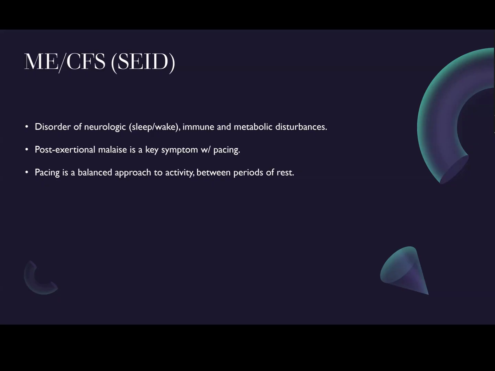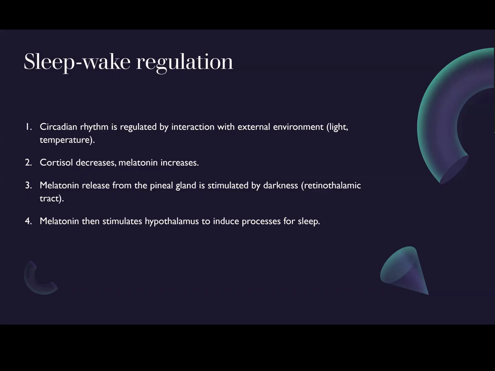All right. So let's talk a little bit more about sleep-wake regulation. I'm just going to mention a little about that right now. The circadian cycle is regulated by interaction with the external environment. The word for that is entrainment. Light goes through the retinohypothalamic tract, and that affects melatonin release from the pineal gland, goes through the blood-brain barrier, which then stimulates the hypothalamus to induce the processes of sleep. Light, pineal gland, hypothalamus again, neurotransmission occurs, processes for sleep.